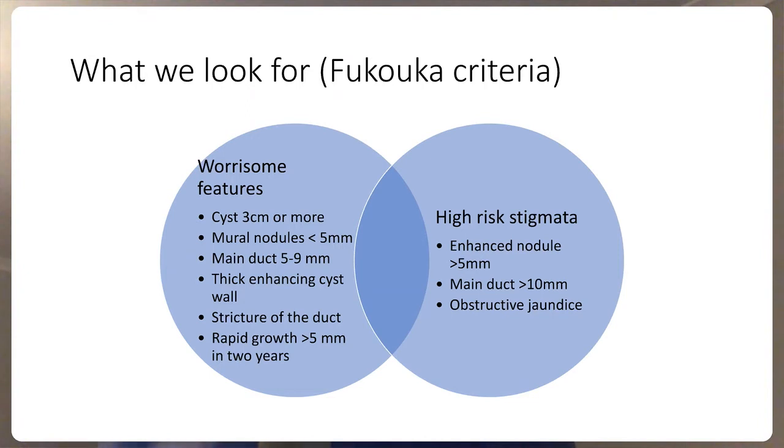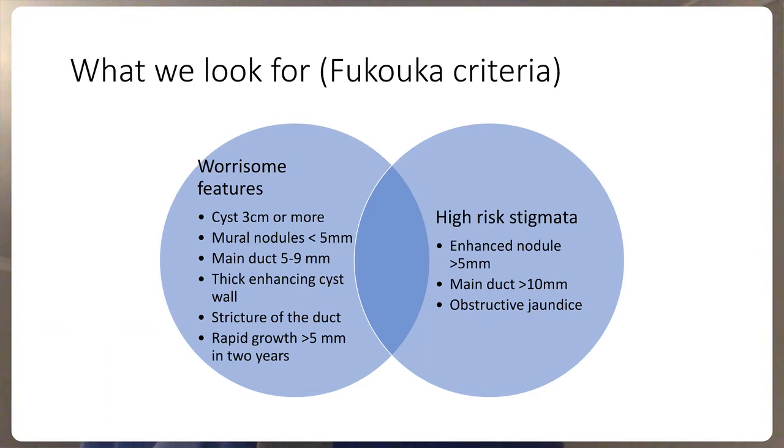Worrisome features are a flag that tell you that you will need to follow the patient really closely every 3 to 6 months, with scans and tumor markers. High-risk stigmata mean that you should consider surgery if the patient is suitable for surgery. So what are the worrisome features?